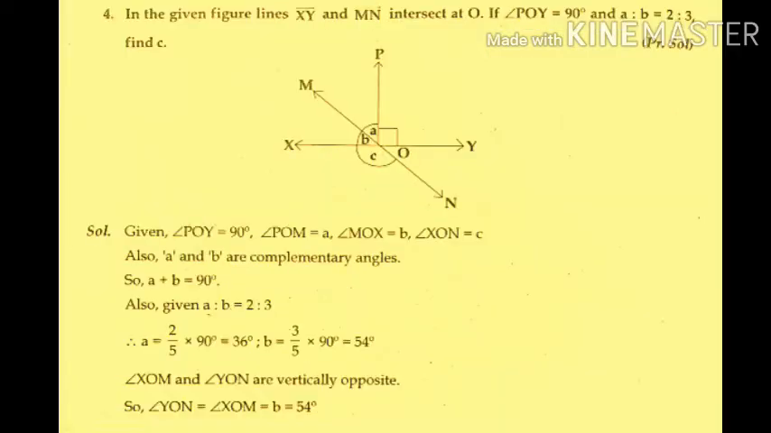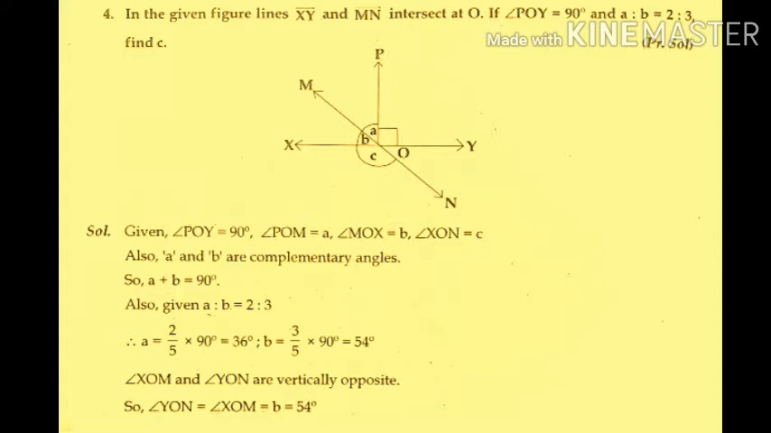Next question. In the given figure, lines XY and MN intersect at O. If angle POY is equal to 90 degrees and a is to b is equal to 2 is to 3, then find the angle c.